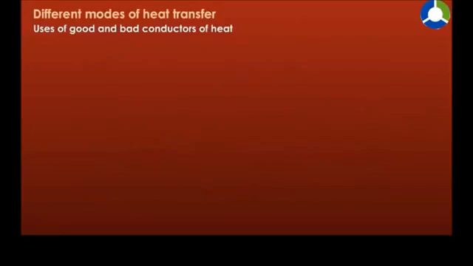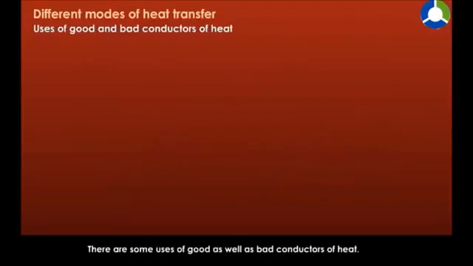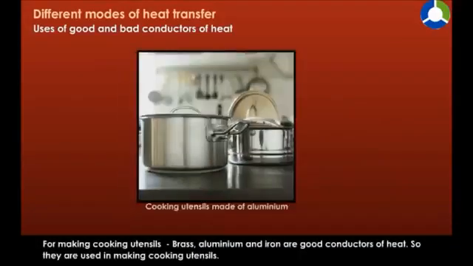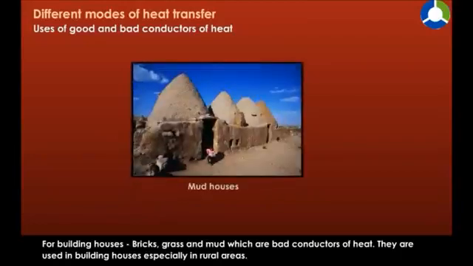Uses of good and bad conductors of heat. There are some uses of good as well as bad conductors of heat. For making cooking utensils, brass, aluminium, and iron are good conductors of heat, so they are used in making cooking utensils. For building houses, bricks, grass, and mud, which are bad conductors of heat, are used in building houses, especially in rural areas.